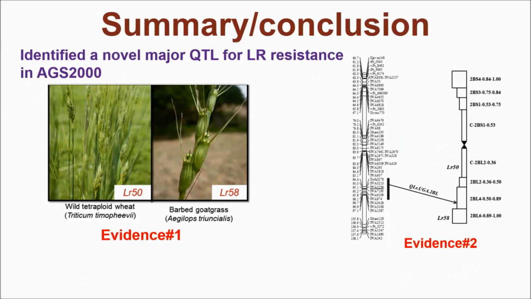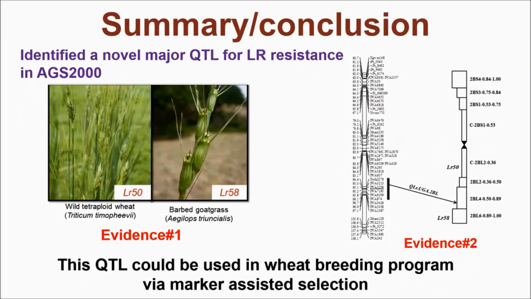Another piece of evidence is that if we see the physical location of my QTL with the other two genes, Lr50 is located in this deletion bin of the physical map, and Lr58 is located in this deletion bin, and my QTL is located in this deletion bin. So this also indicates that my QTL is different from the previous ones. The conclusion of my research is, yes, I identified a QTL which is novel, and we can use that QTL in wheat breeding programs to develop leaf rust resistant wheat cultivars.